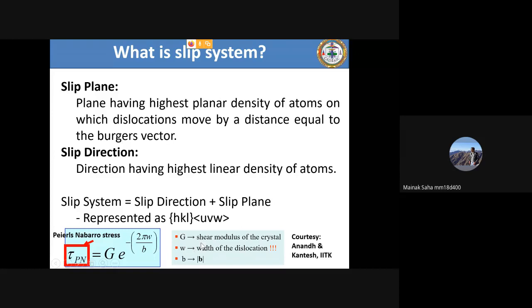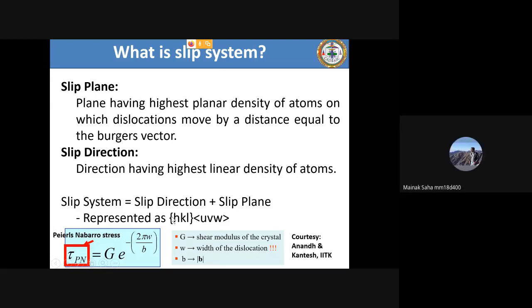And b is nothing but the interplanar spacing. B here is not the Burgers vector, it's the interplanar spacing. And W is equal to a by 1 minus mu. Here a is the interatomic spacing on the slip plane, and mu is the Poisson's ratio. Right, got it? You have made a note of this? Yes, I made a note of it.